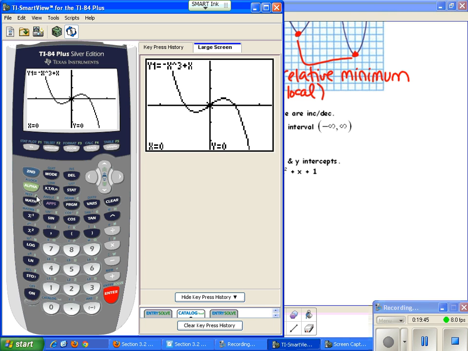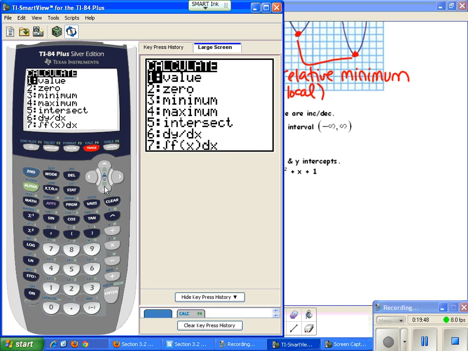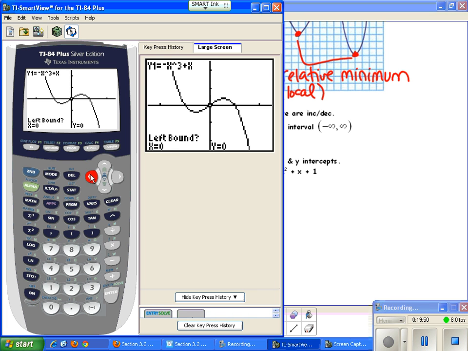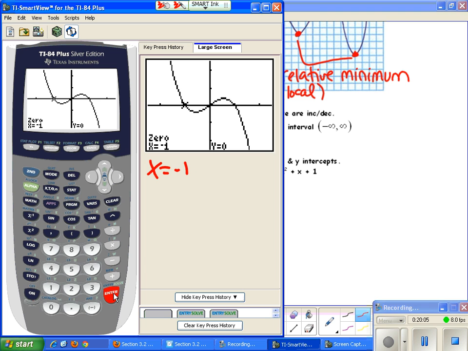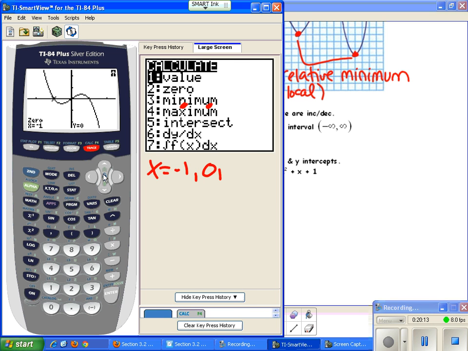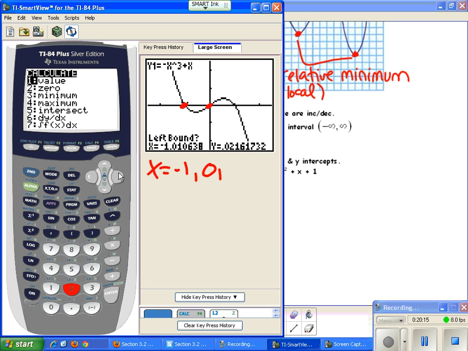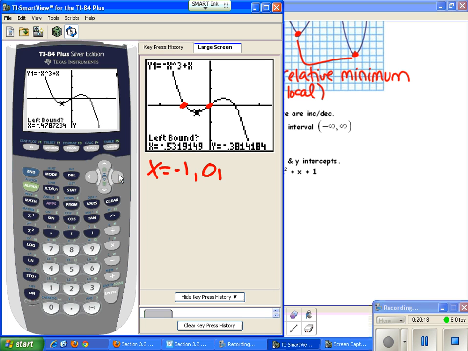We need to find this 0 and this one here, so we learned how to do that by doing second trace 0, and so I'm going to scroll over here and do something to the left, enter, something to the right of that value, enter, and then enter. So I get -1. So x equals -1, 0, because that was this point right here. And now we need to do the last x-intercept. So second trace, we're going to do the 0 and scroll all the way to the other side of my graph.